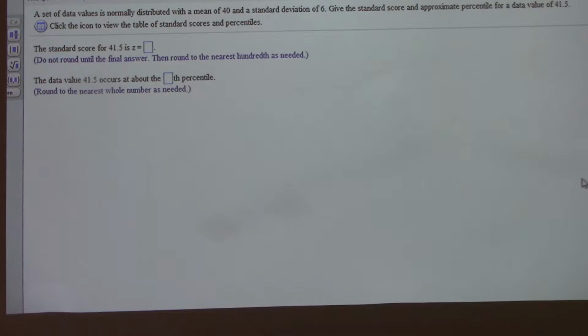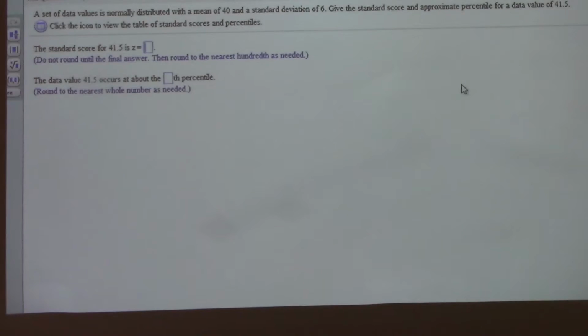Oops, we can't because it's not a homework question. Okay, now y'all do this one. We'll do this one on the board. A set of data values is normally distributed with a mean of 40 and a standard deviation of 6. So what does that mean? Draw a bell curve. Give the z-score and approximate percentile for the data value of 41.5.